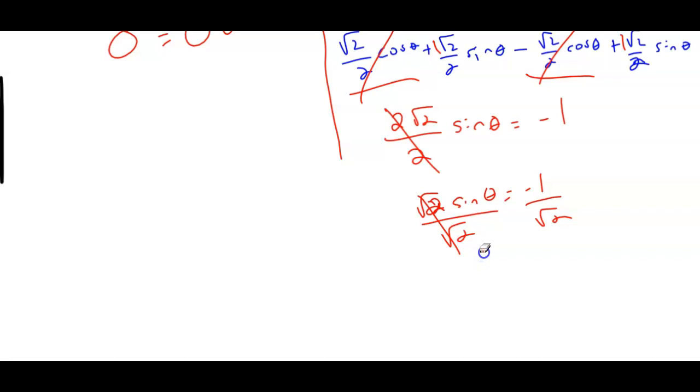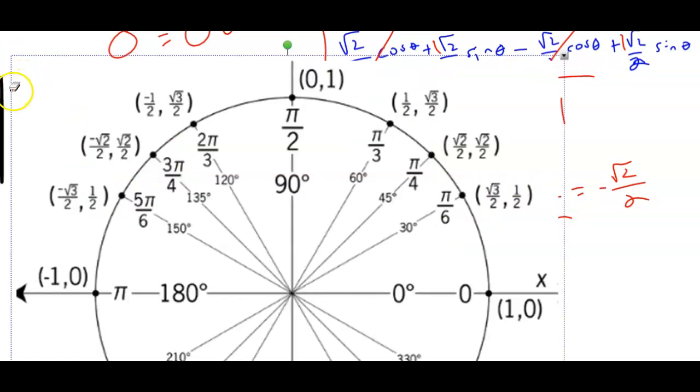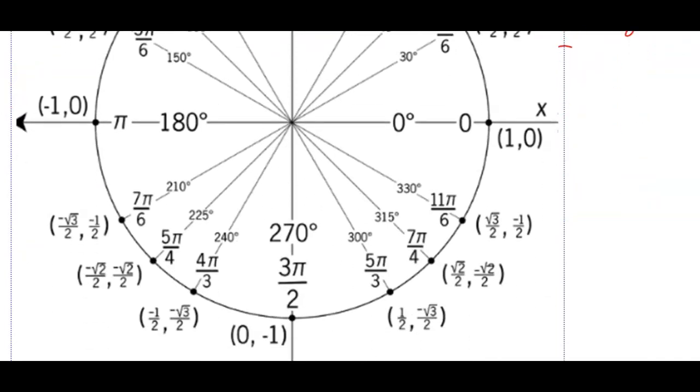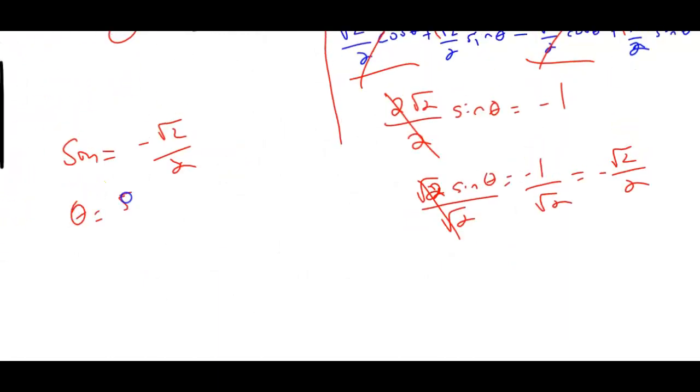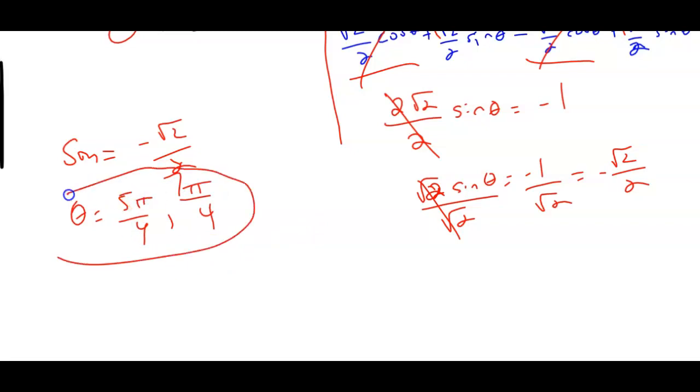So I have radical 2 sine of theta equals negative 1, so sine of theta equals negative 1 over radical 2, which we can rationalize to negative radical 2 over 2. So where does sine equal negative radical 2 over 2? Let's look at our unit circle real quick. Sine is the y value. Here, sine is negative radical 2 over 2, and here the sine value is negative radical 2 over 2. You see it? 5 pi over 4 and 7 pi over 4. So theta equals 5 pi over 4 and 7 pi over 4.